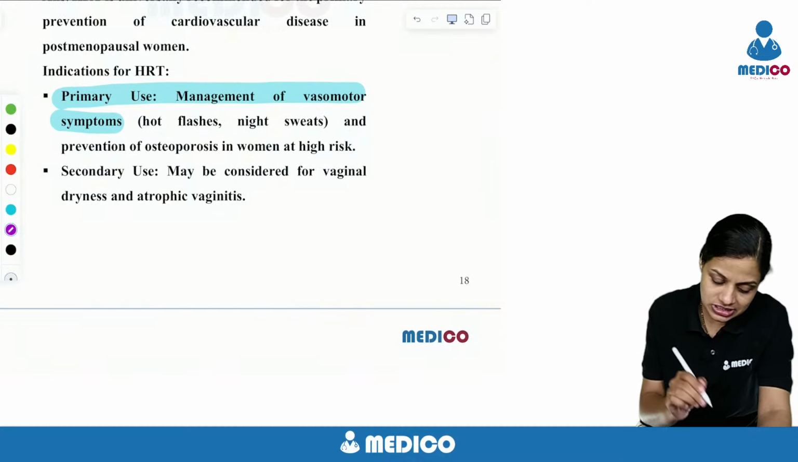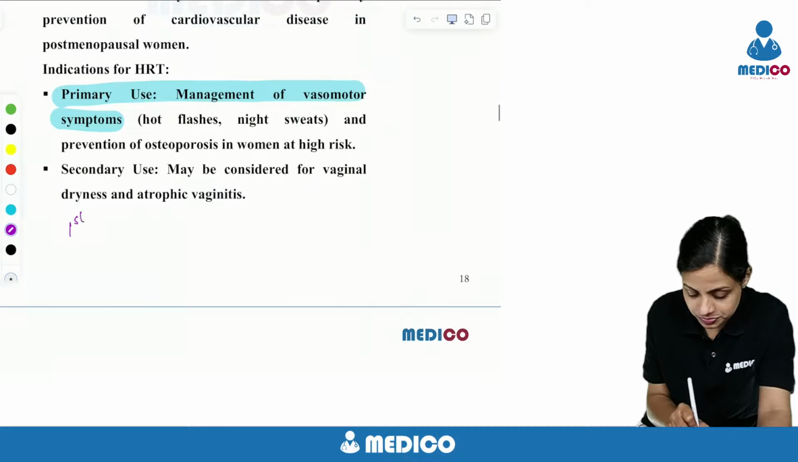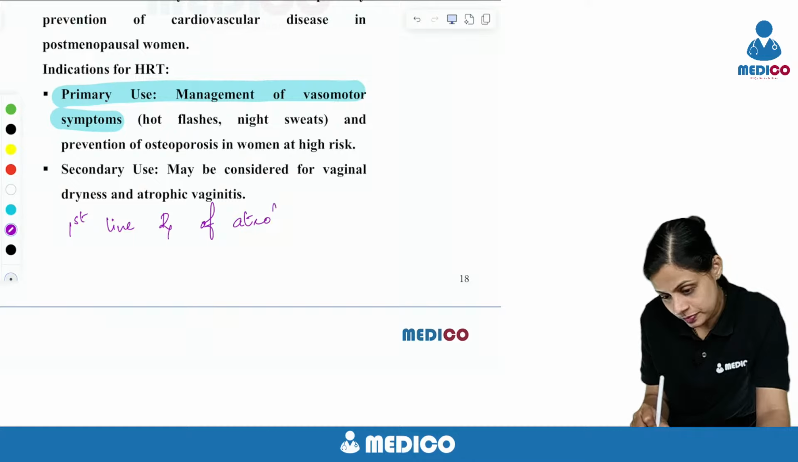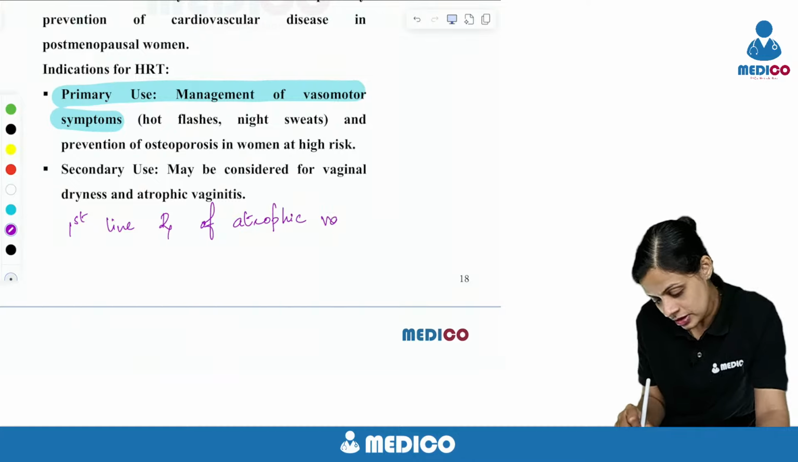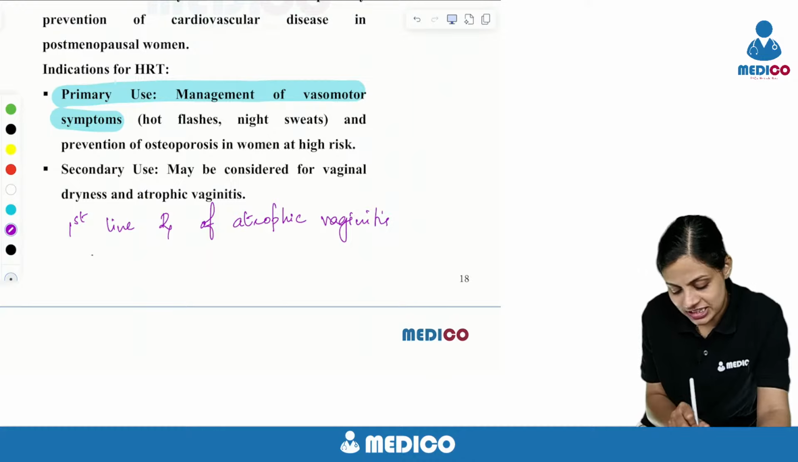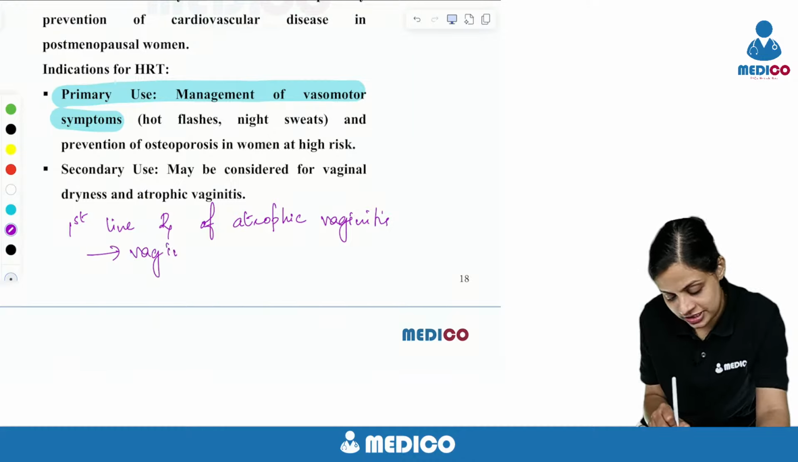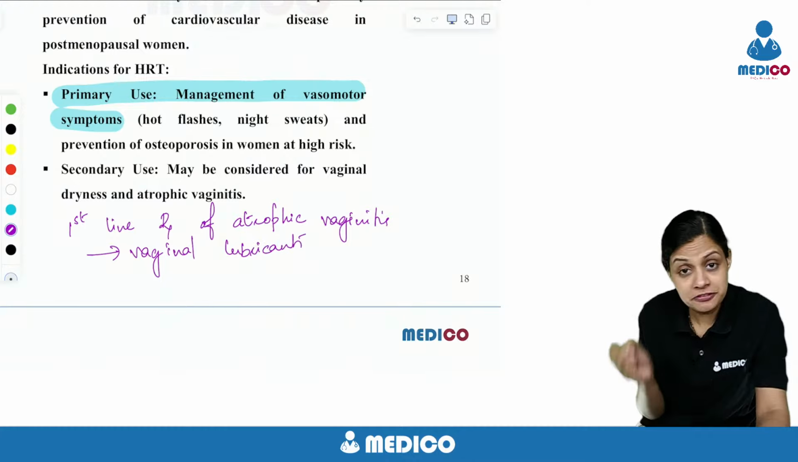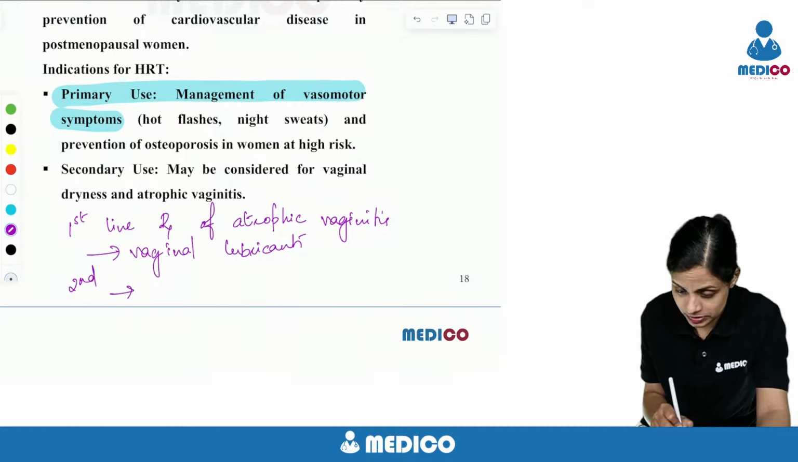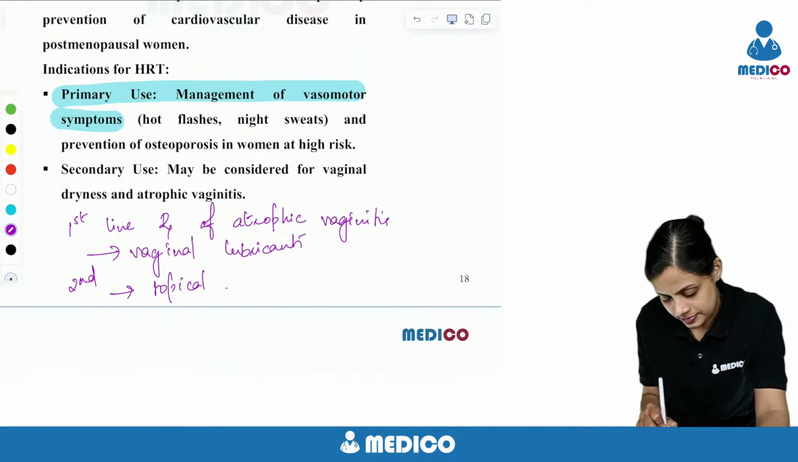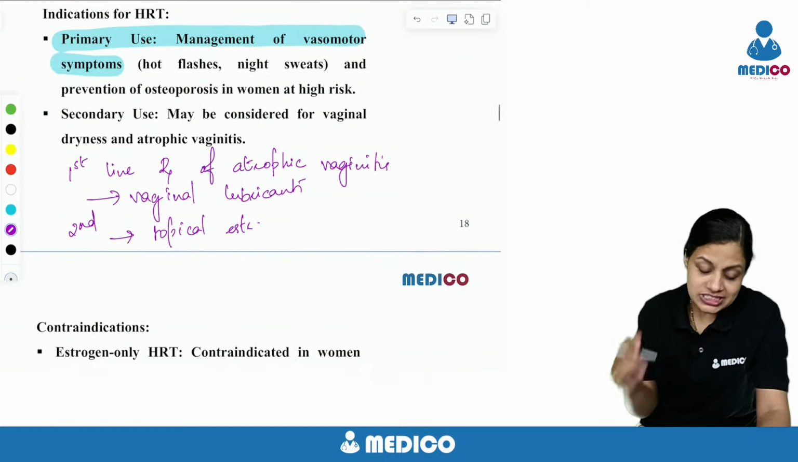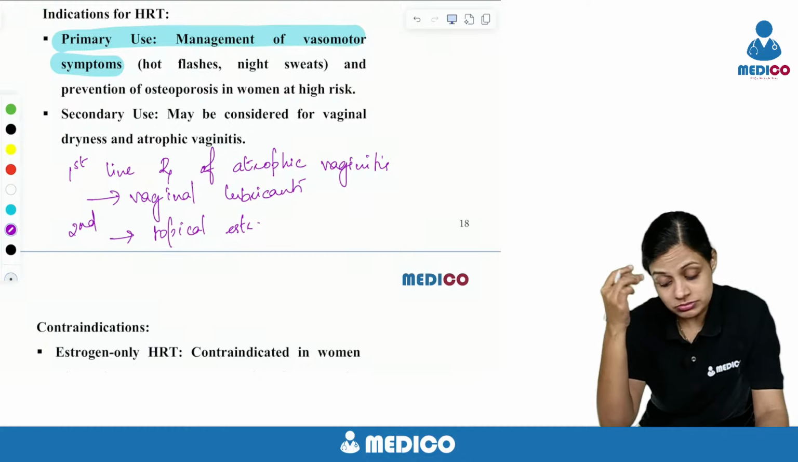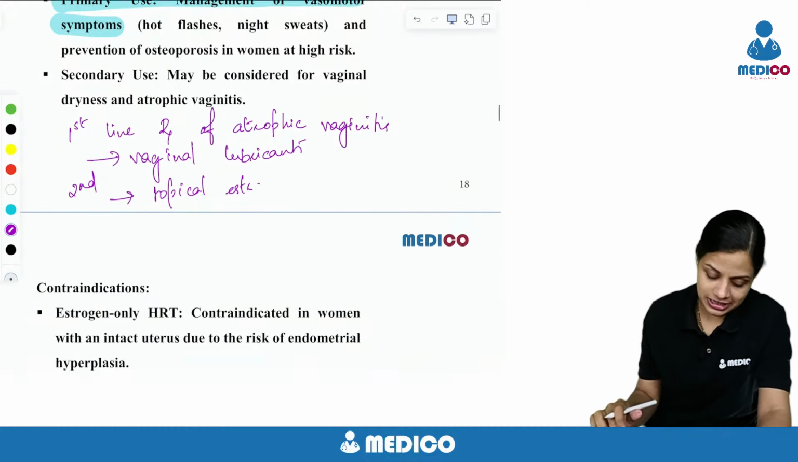But if your question is, what is the first line treatment of atrophic vaginitis? Your answer should be vaginal lubricants, not HRT. And if it fails, then the second line is topical estrogen. Clear, no? HRT is a secondary use for vaginal dryness and atrophic vaginitis.